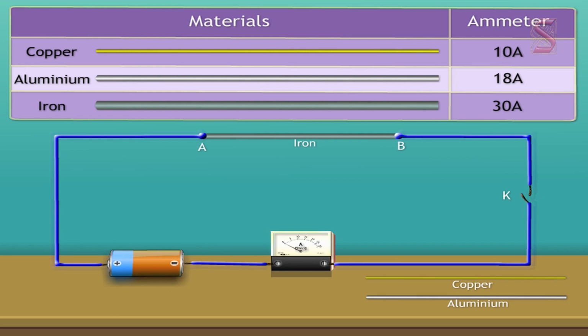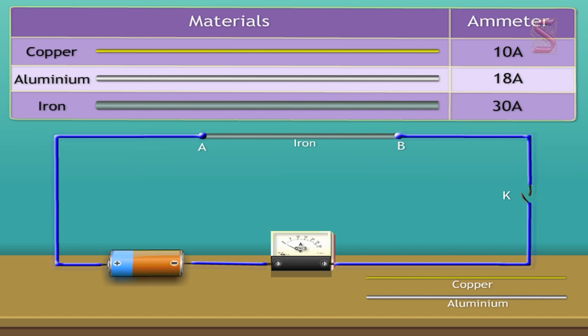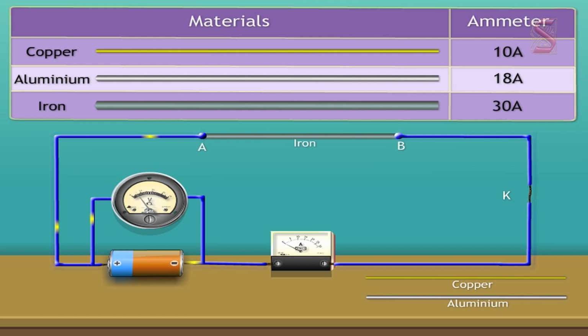You will find that the value of the current is different for different wires. Since the same cell is used every time, the potential difference across the wires is the same. We can verify this by connecting a voltmeter across AB.